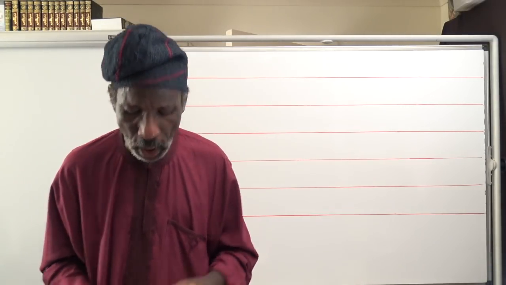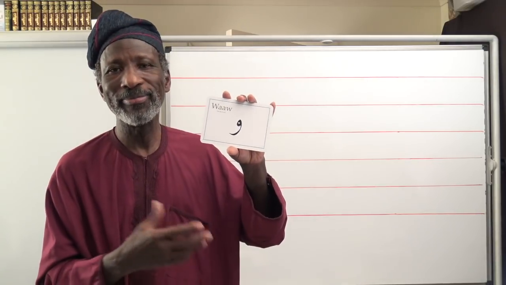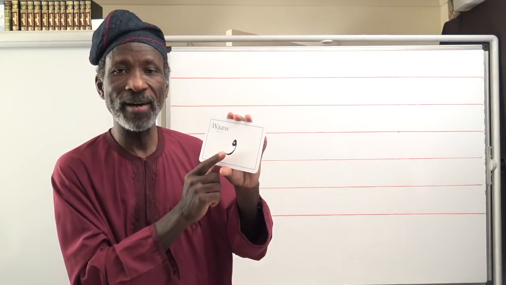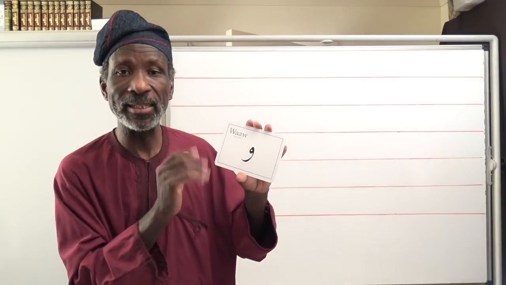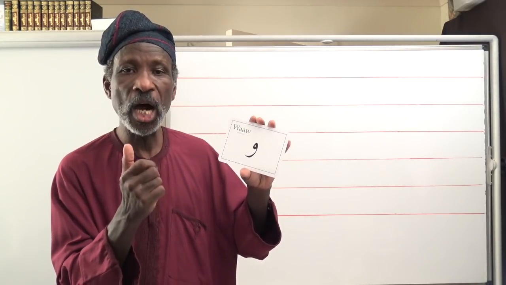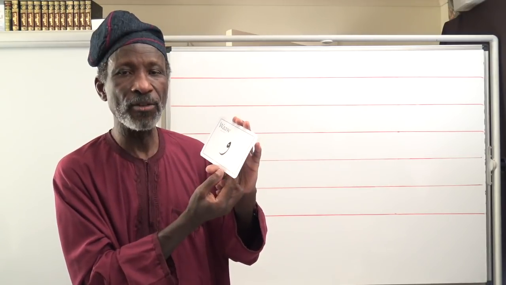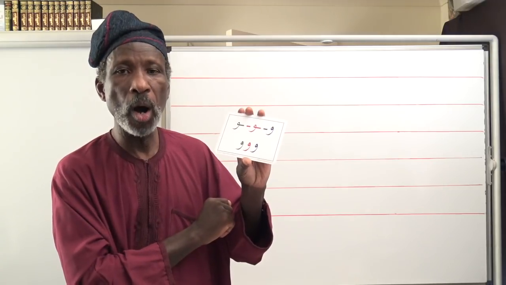Now, two to go. Waw. That's the letter waw. When it's final, of the non-connecting six letters, alif, dal, dhal, ra, za and waw, they cannot be extended forward. And this is your waw.